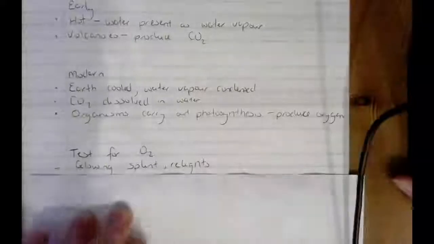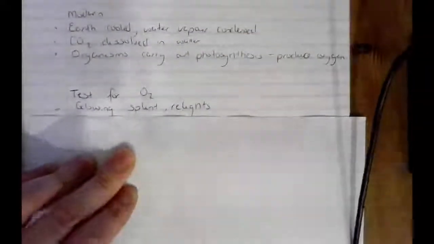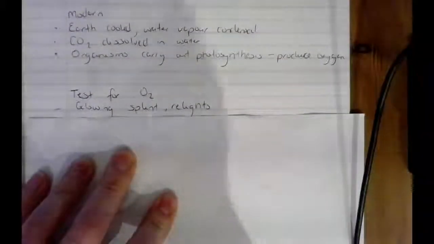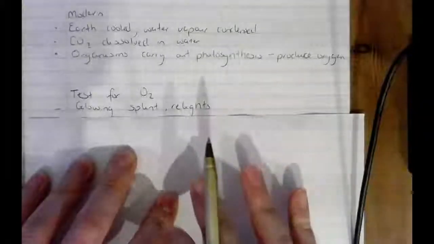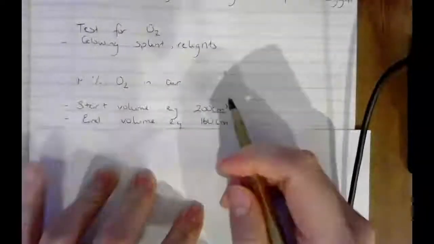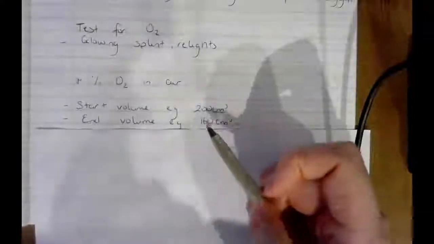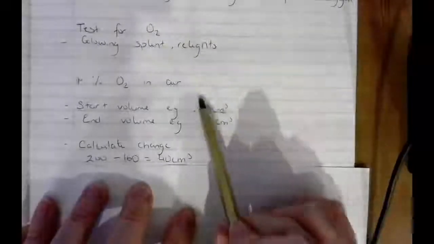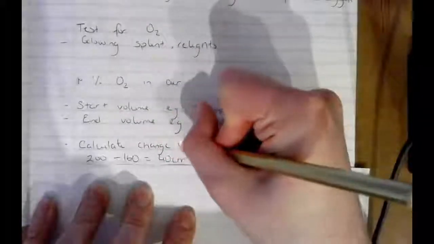The other thing you can be asked about oxygen is they can describe experiments that are used to determine the percentage of oxygen in air. And in these experiments, they will give you the volume of air at the start. So for example, 200 centimeters cubed. Centimeters cubed are just the unit for volume. So they'll give you the start volume of air and an end volume of air. And the first thing you're going to do is just calculate that change. So I started with 200, ended with 160. The change in volume is going to be 40 centimeters cubed.